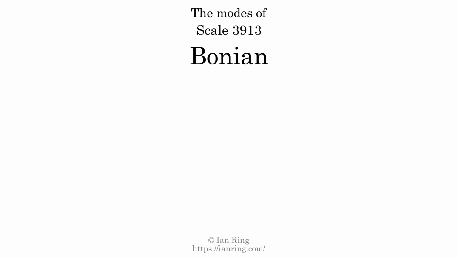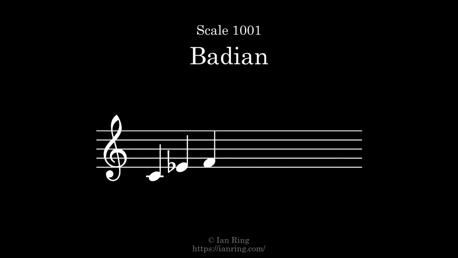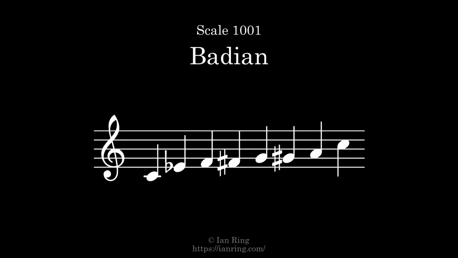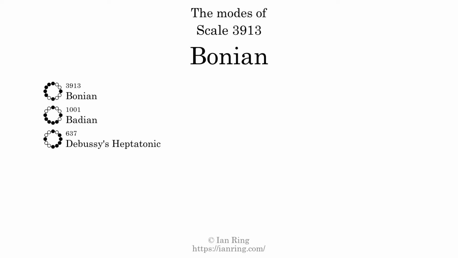This scale has 7 modes. The first mode is itself. The second mode is scale 1001, also known as Bonian. It sounds like this. The third mode is scale 637, also known as Debussy's heptatonic. It sounds like this.